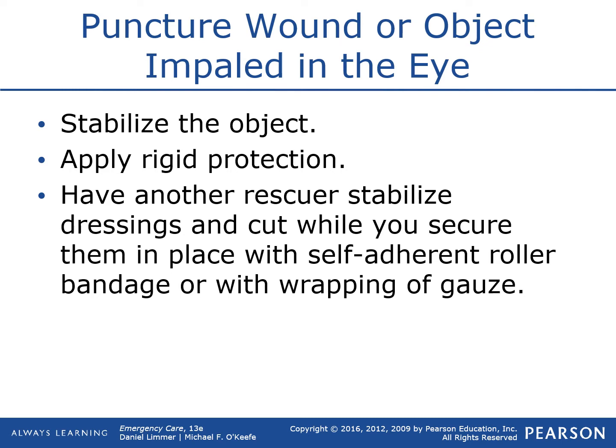So when you have an impaled object in the eye, the number one goal is to prevent the eye from moving around. If we move the eye around with something impaled in it, then you're going to cause more damage. So our big goal first is to stabilize the object and then provide a little bit of rigid protection so it doesn't move around.